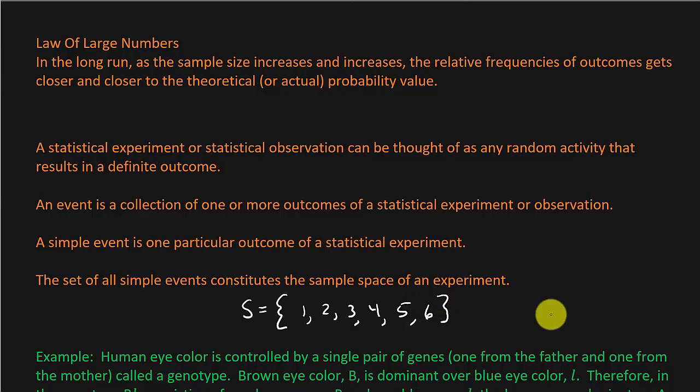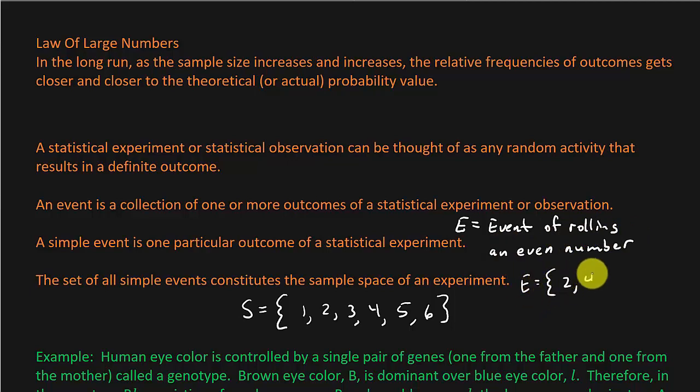Now, let's look at an event or a simple event. So, what would be the event of rolling an even number? Okay, and we'll call this event E. E is the event of rolling an even number. Well, E would be 2, 4, 6. That's an event.